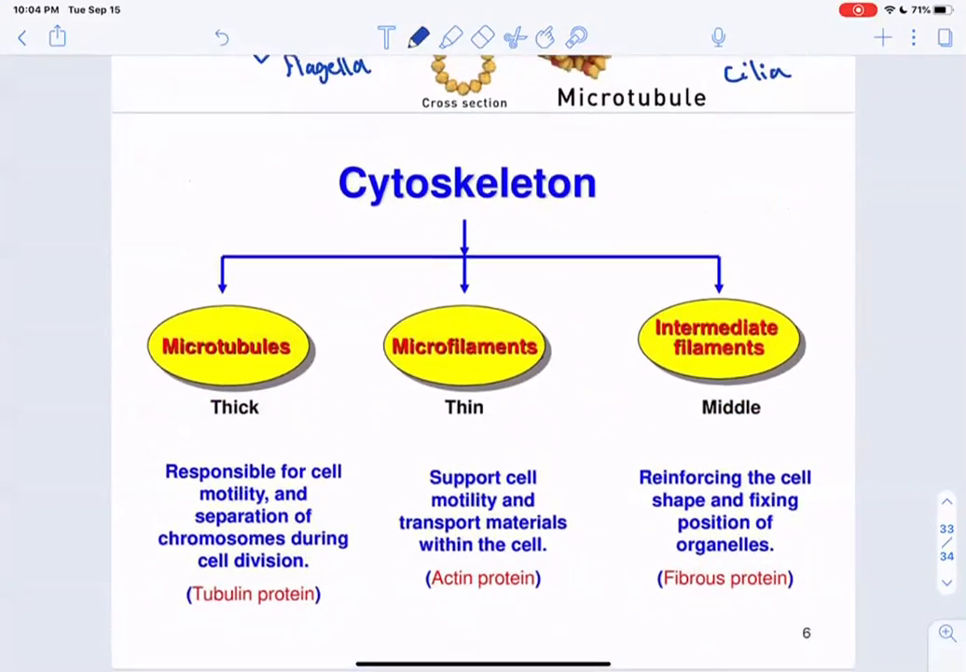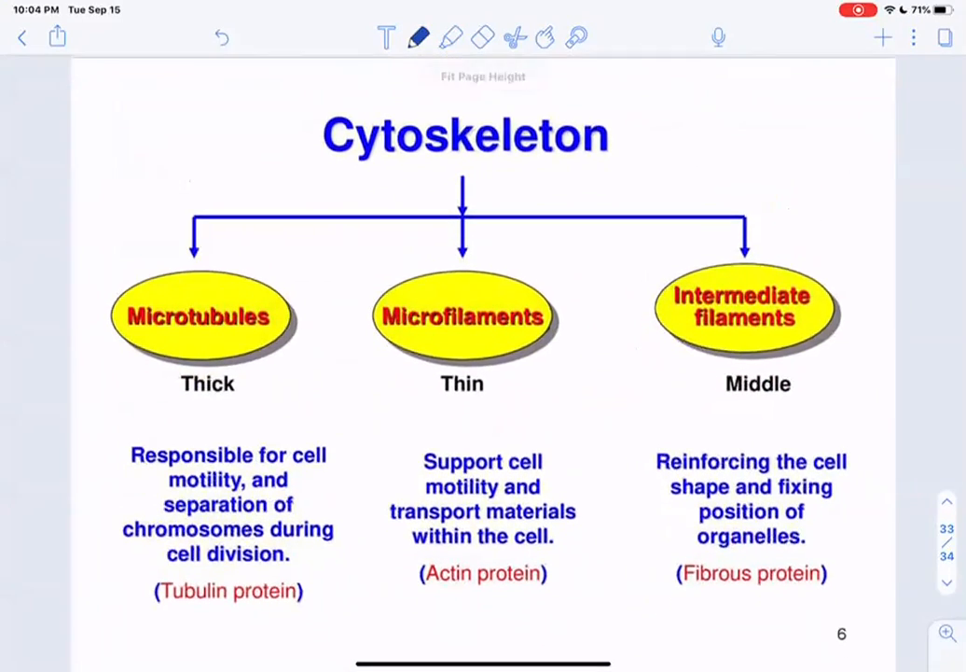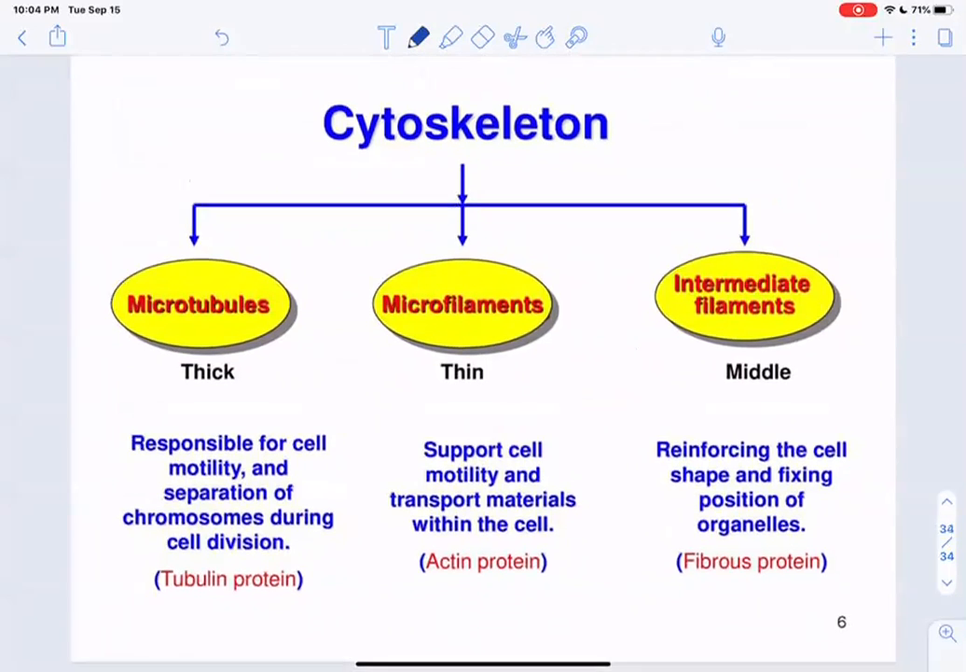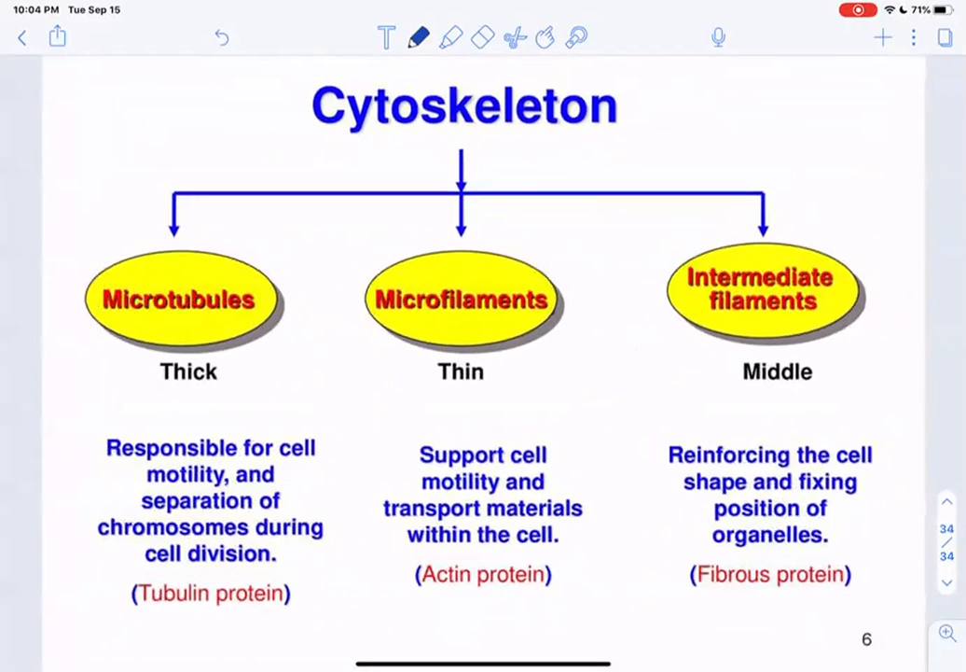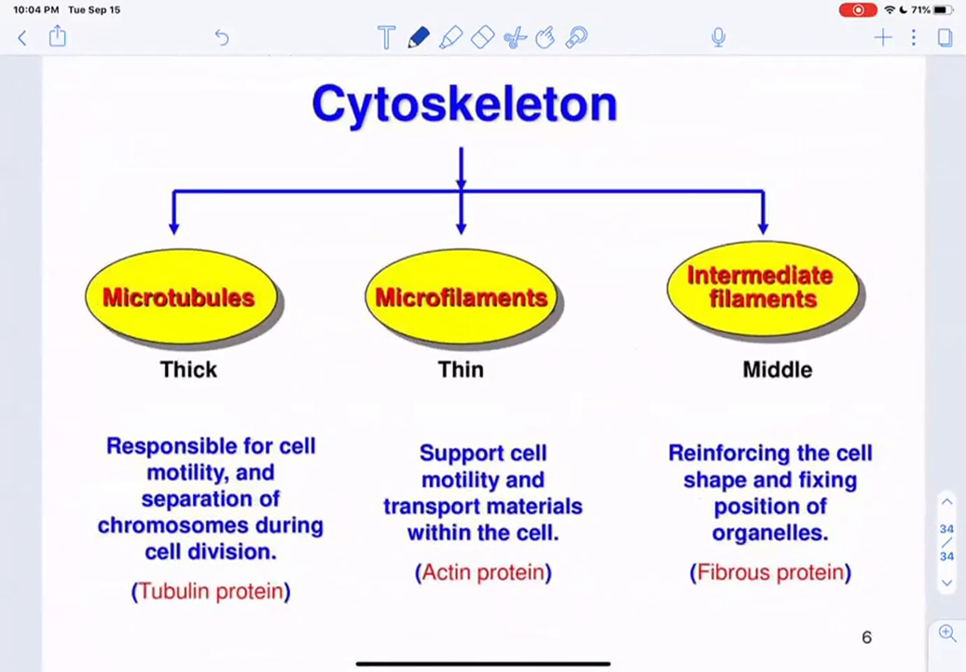Okay. And so this last slide is just giving you the differences between the three different types of cytoskeleton. It's going to be important for you to be able to differentiate these three and compare and contrast them. So this is a good slide as a resource.